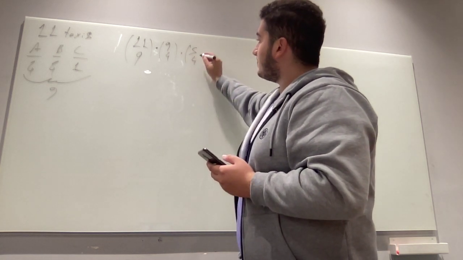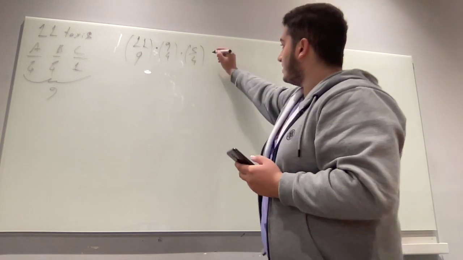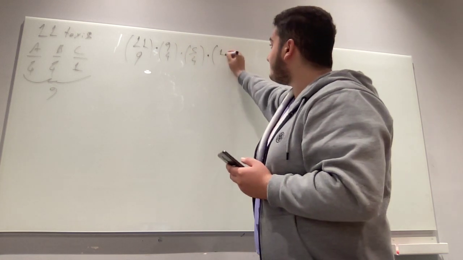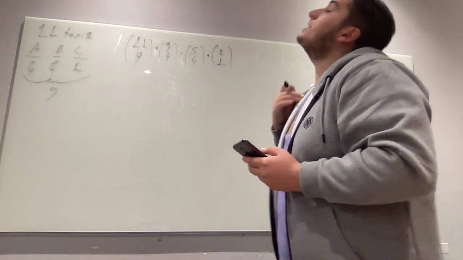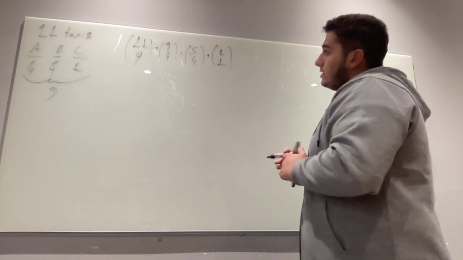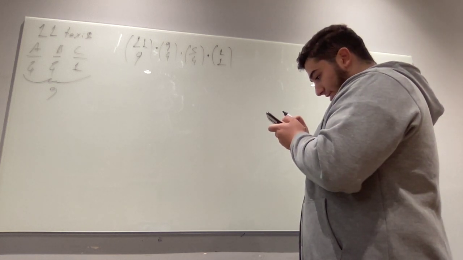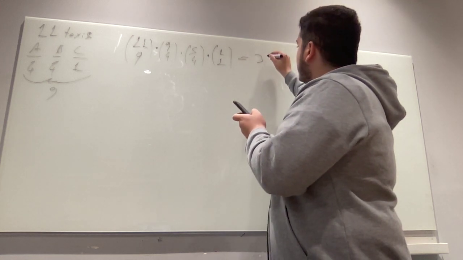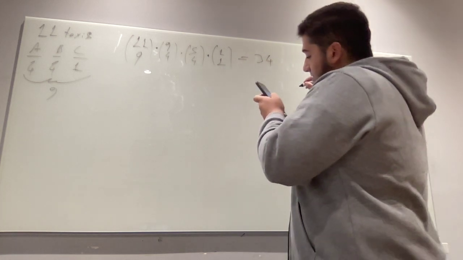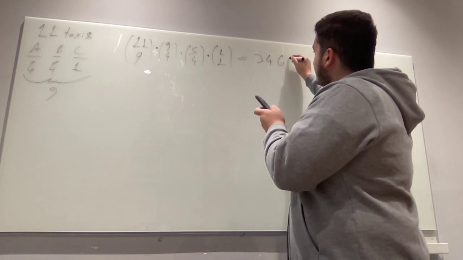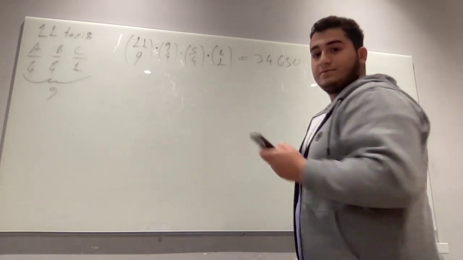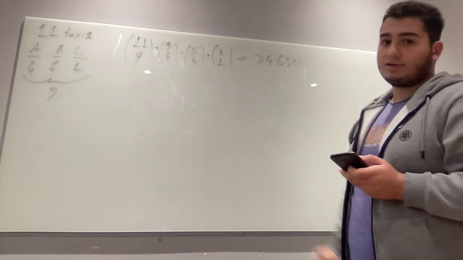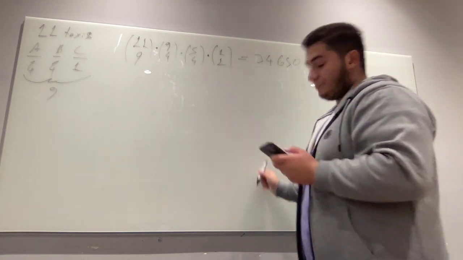5 choose 4 for airport B, times. I have 1 taxi remaining, and I will choose 1 for airport C. That's the possible ways. Equal to 34,650 ways to assign these taxis to go to 3 airports, A, B, C.